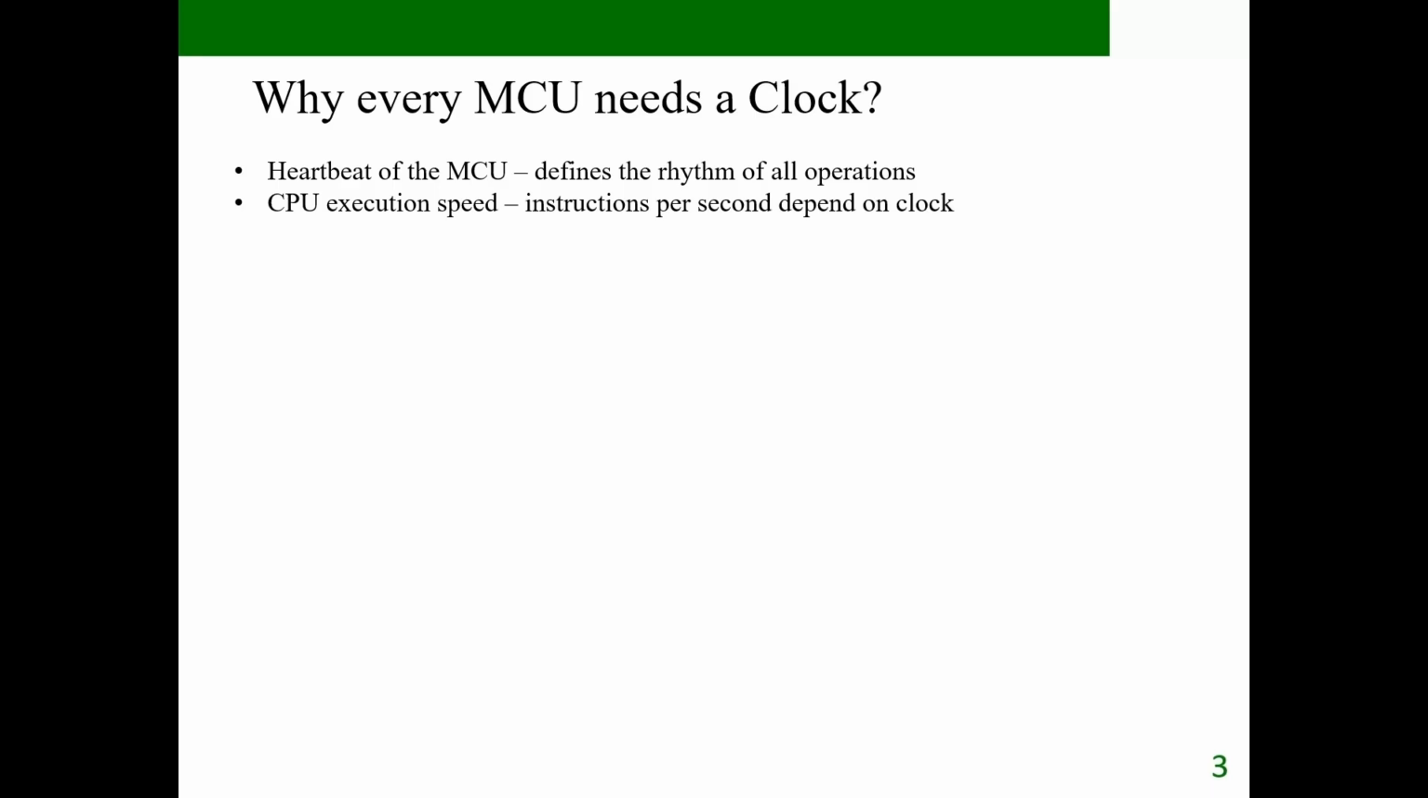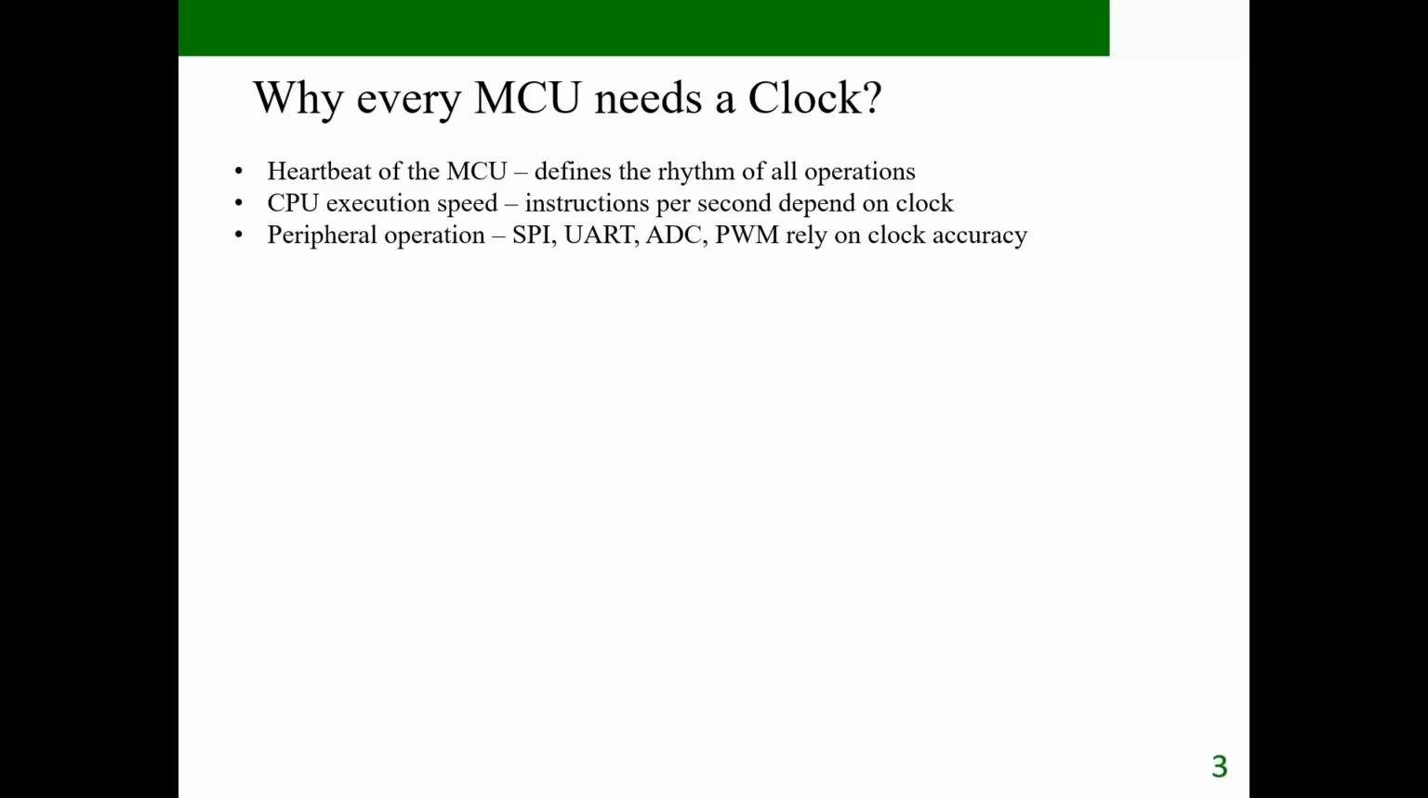But it doesn't stop with the CPU. The same clock also drives the peripherals. That includes communication modules like SPI or UART, timers, PWM generators, and even the ADC. Each of these peripherals relies on precise clock signals to function correctly. For example, the baud rate of a UART is directly derived from the system clock. If the clock is off, your communication link won't work properly.